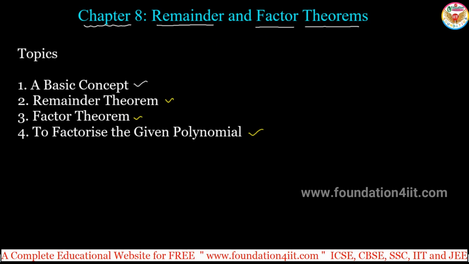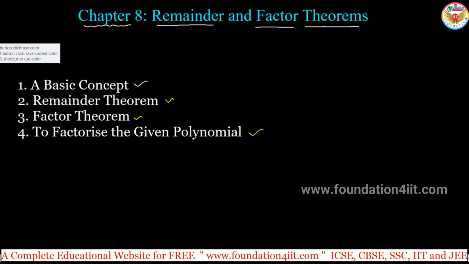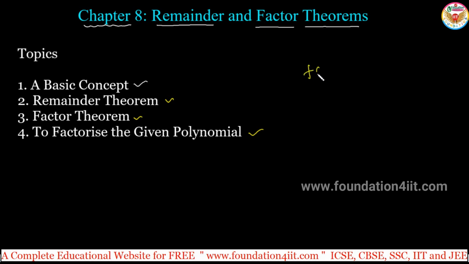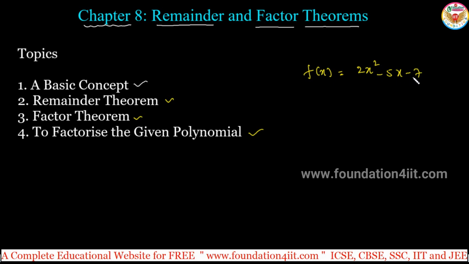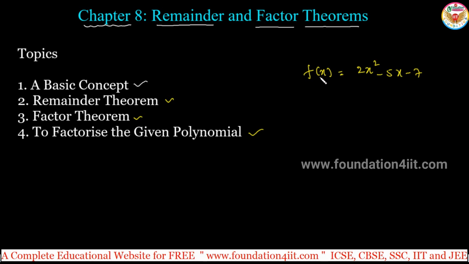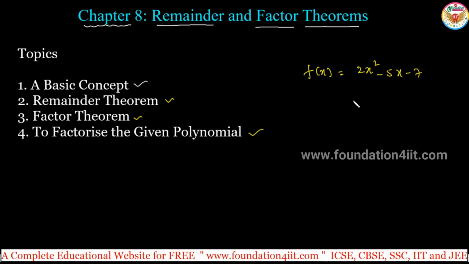First of all, when you see a function like f of x, let's say 2x square minus 5x minus 7. This is a quadratic expression. The value of this depends on the value of x. That means this is a function of the variable x, so the value of f of x depends on the value of x.